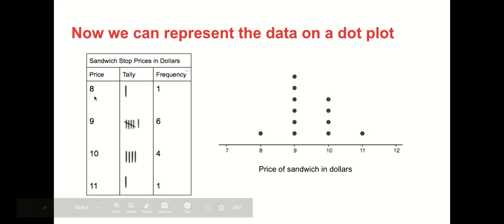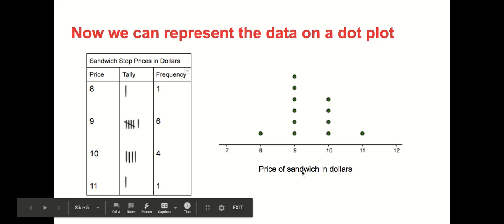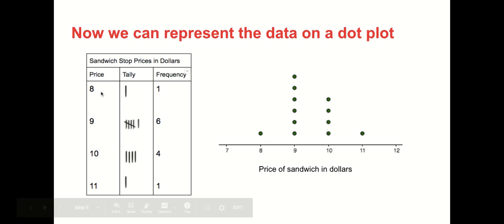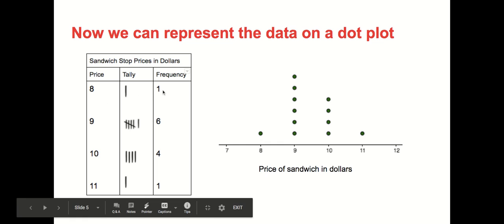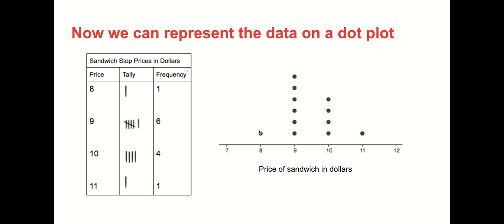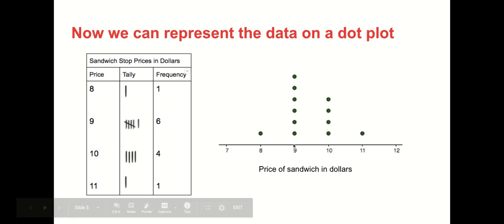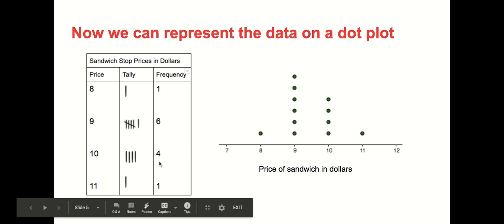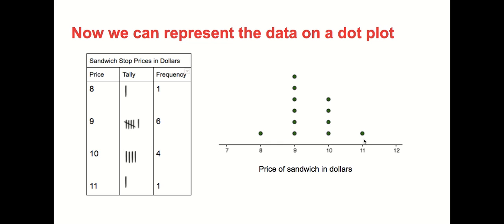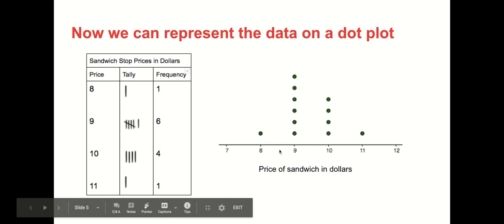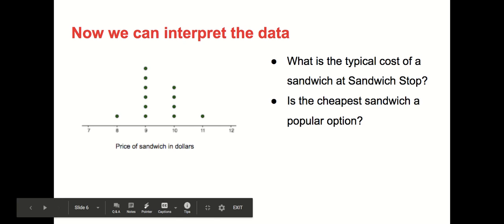So we just draw a straight line with the different prices here, and say $8, there's just 1 sandwich sold for that price, so 1 dot on the dot plot. At $9, there are 6 sandwiches sold, so we draw 6 dots in a vertical straight line. 4 sandwiches are sold for $10, so we've got 4 dots here, and 1 sandwich sold for $11. So that's your dot plot. And now we can interpret the data on the dot plot.